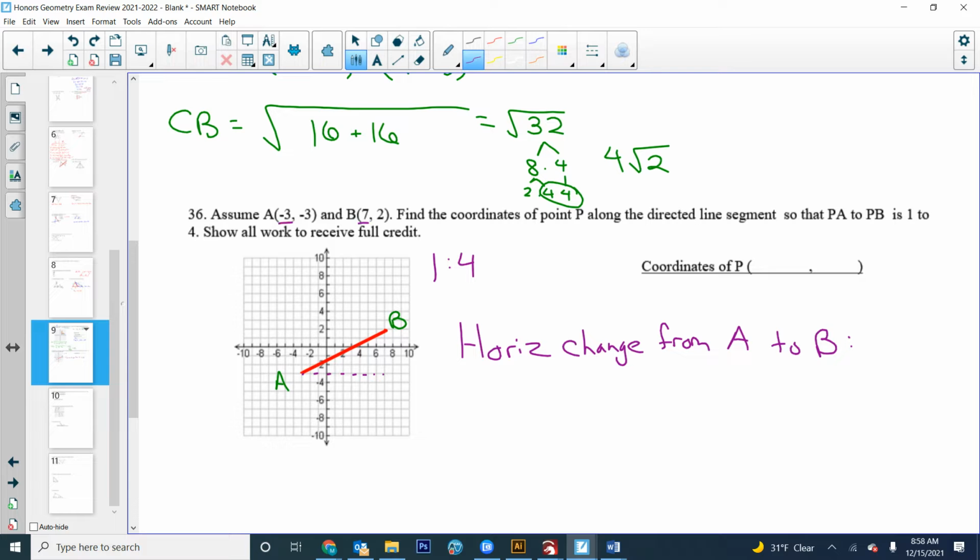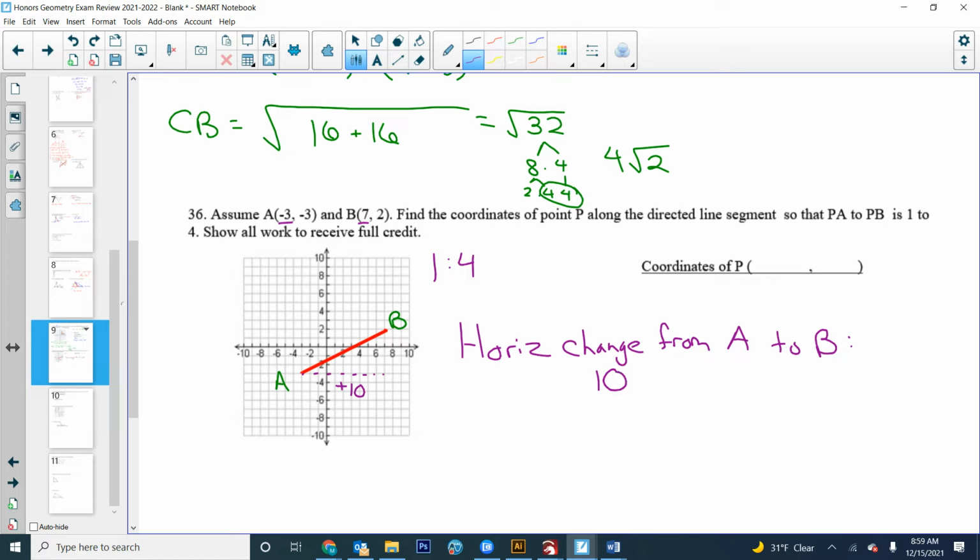How far apart are -3 and 7? 10. So if I have to move, 1, 2, 3, 4, 5, 6, 7, 8, 9, 10, I'm going to the right 10. But that would be the whole thing. I don't get to go the whole way. I'm only going 1/5 of the way. So my horizontal change from A to B is 10.